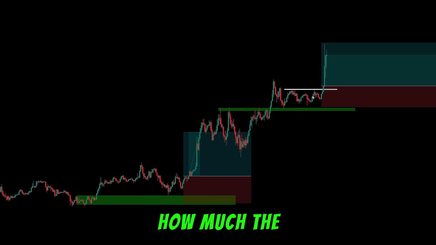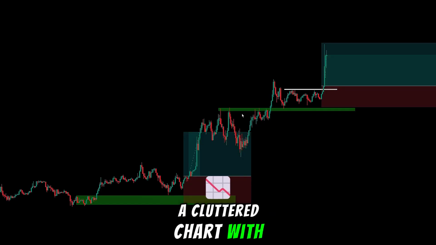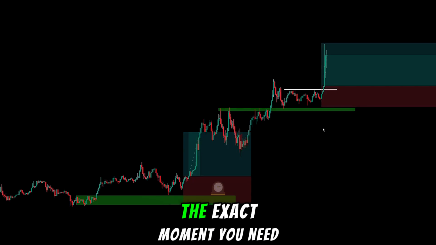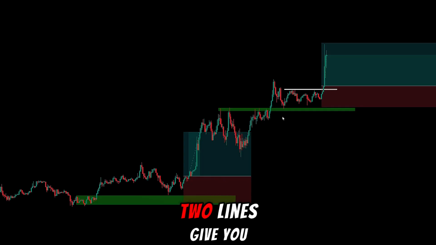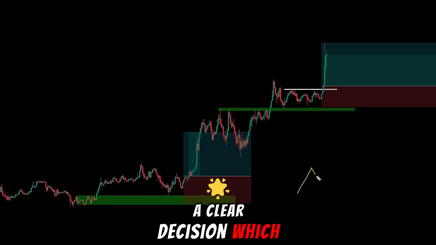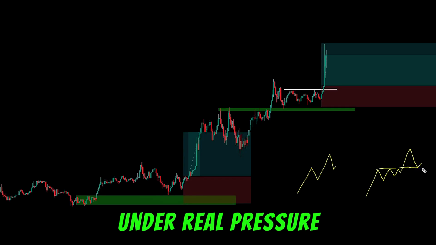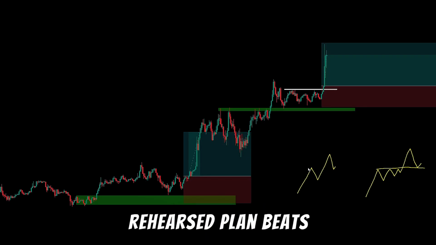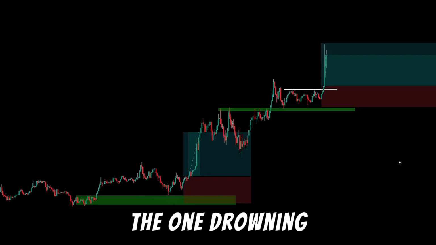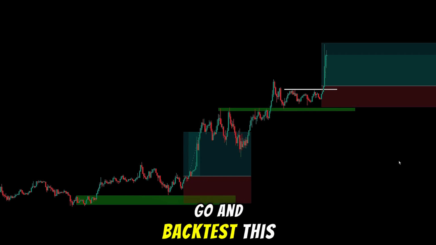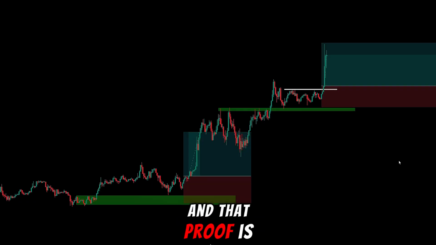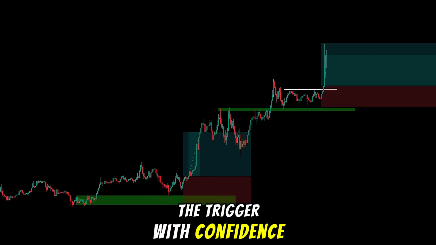And don't underestimate how much the simplicity itself is the edge. A cluttered chart with 10 indicators gives you 10 conflicting opinions and a reason to freeze at the exact moment you need to act. 2 lines give you a clear decision: which side and when to leave. Under real pressure, with real money moving, the trader who can act on a simple, rehearsed plan beats the one drowning in signals every time. Go and backtest this yourself on any chart. You'll see it holds up, and that proof is what lets you pull the trigger with confidence.